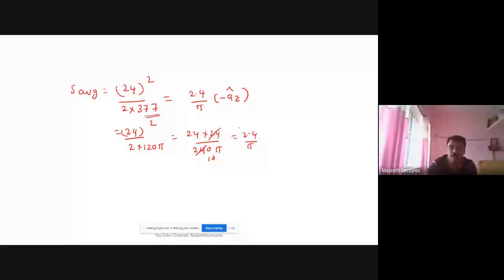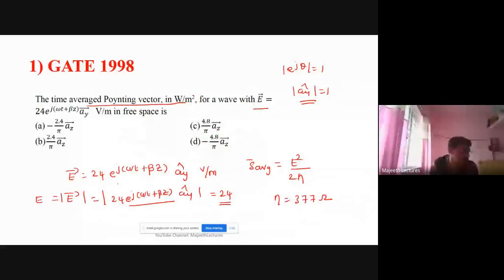How has it become minus az? Here you see the wave's electric field is going in the minus z direction. So E is in the minus z direction.